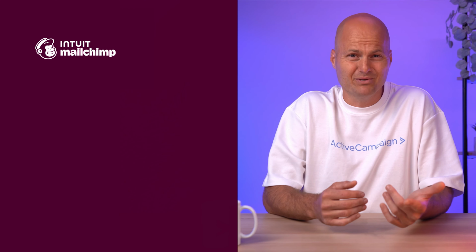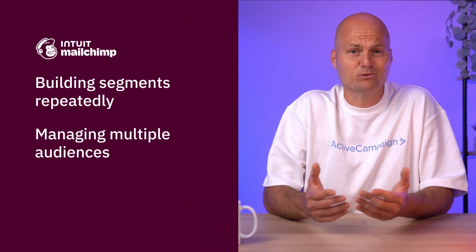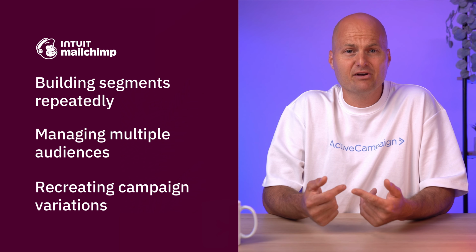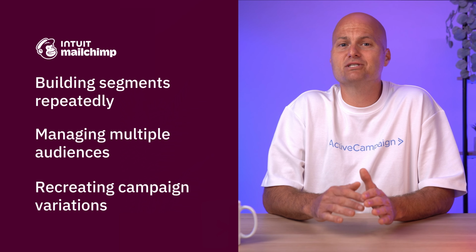Scaling matters because marketing doesn't stay simple for long when it's working. At the start, you can send one newsletter to everyone and call it a day. But once you grow, you're most likely talking to different groups with different needs. Mailchimp can scale for a lot of businesses, especially if your program stays fairly simple. But as needs increase, teams often end up doing more manual work, building segments repeatedly, managing multiple audiences, and recreating variations of the same campaign to reach different groups.